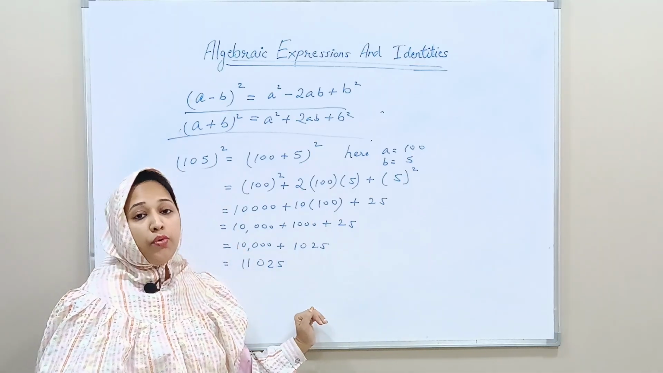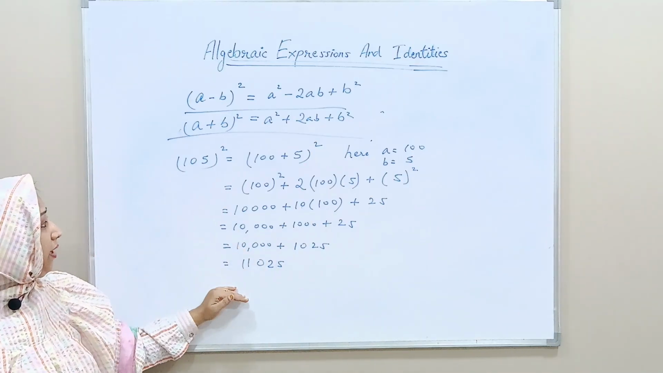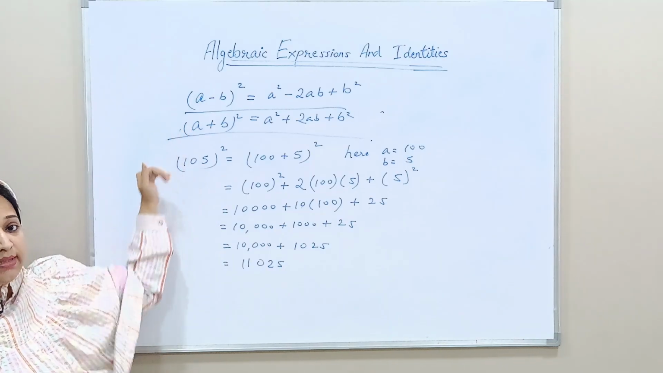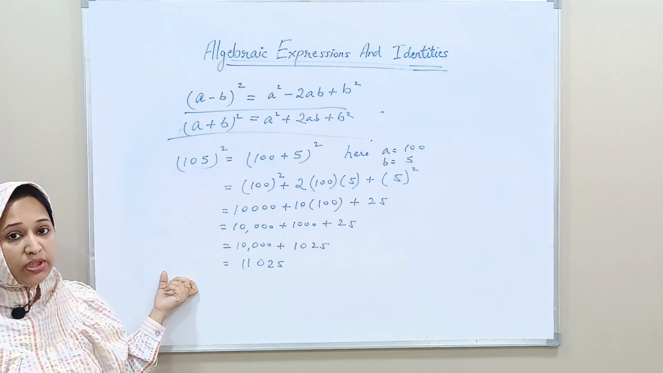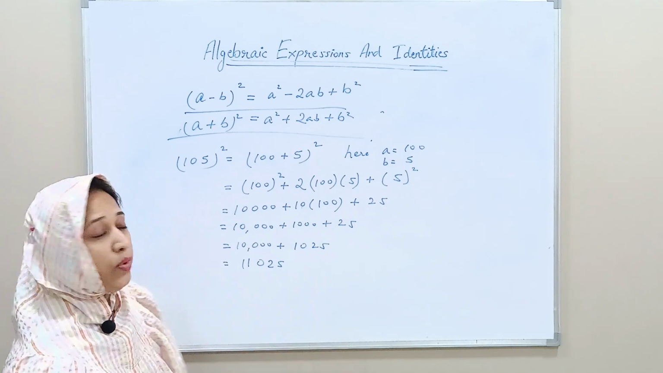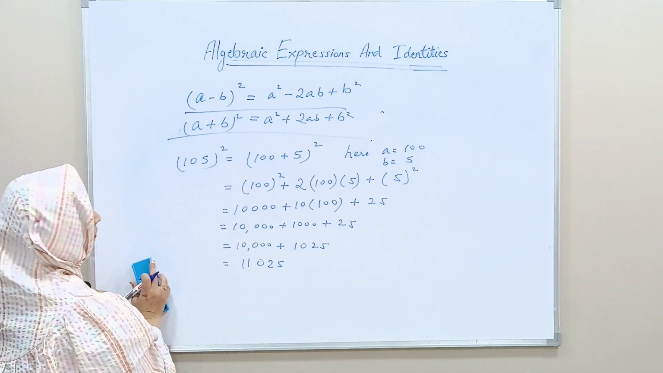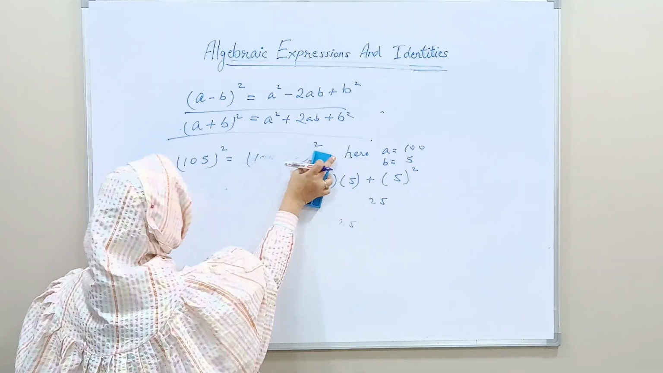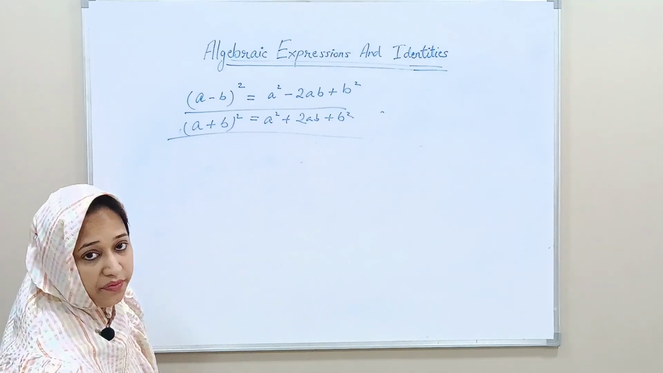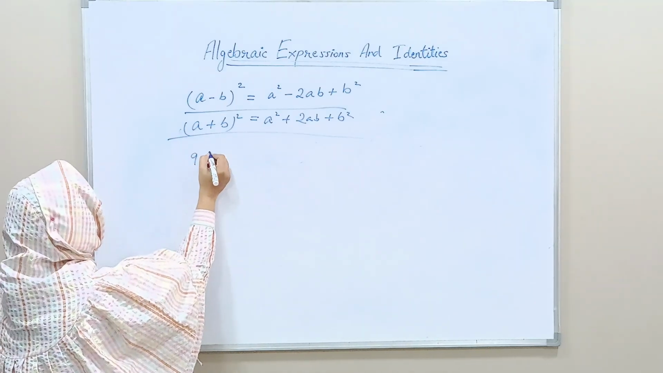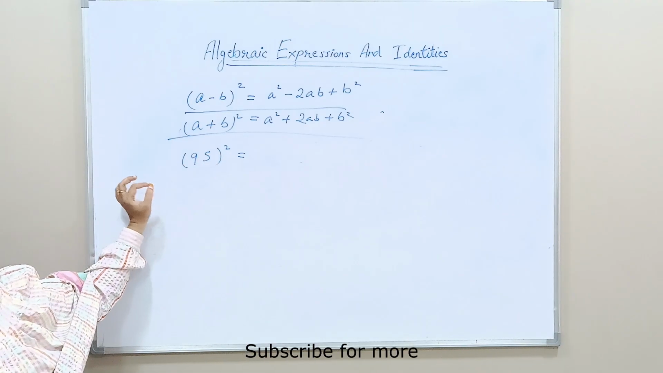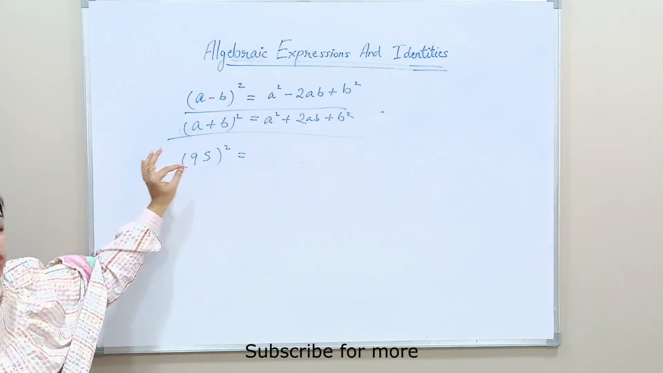This is the method where we actually calculate the square of a given number using the identities, without the actual calculations. Let us take one more example using the second identity. Suppose we have the number 95, 95 whole square. Without the actual calculations, we will find the value of 95 square.